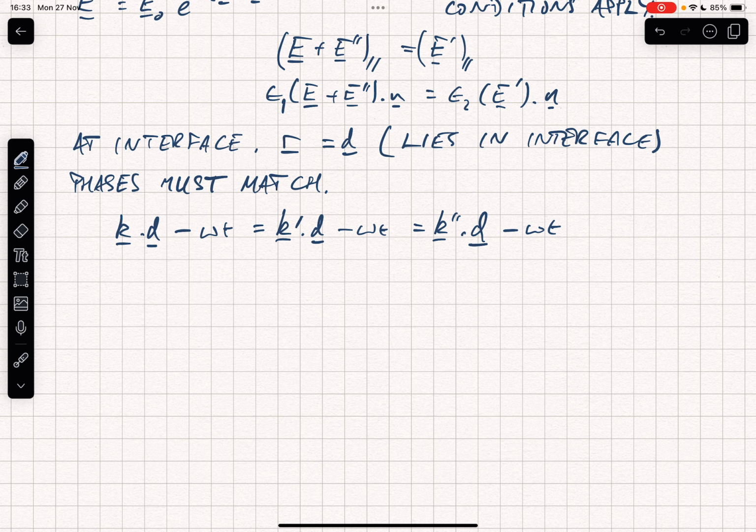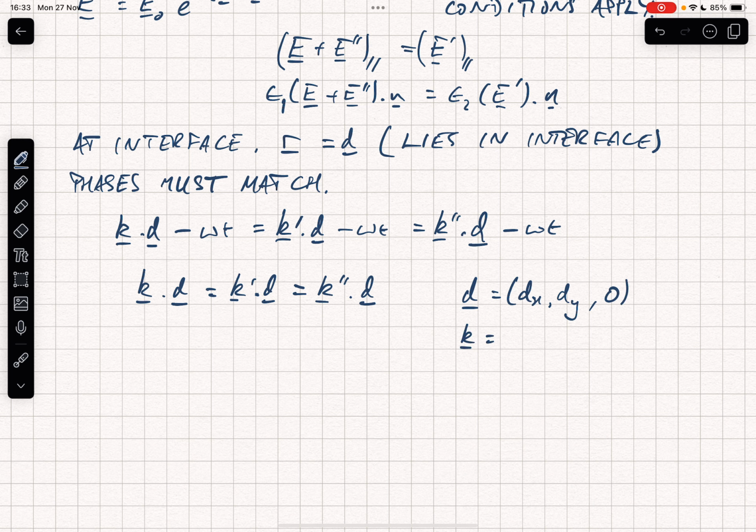Now let's think about the relationships between the vectors k. Since the angular frequencies must all match, we can then simplify this and say that k dot d must equal k prime dot d must equal k double prime dot d. Now let's specify this. I'm going to say that d will lie entirely in the xy plane, so it will have a dx and a dy component, but nothing in z. And I'm going to say that the incident wave k will lie in the xz plane, so it'll be kx, 0, kz. Again, we're not losing any generality here.